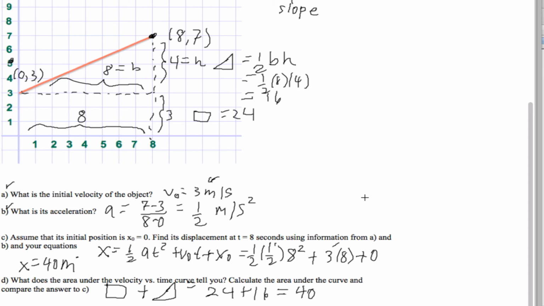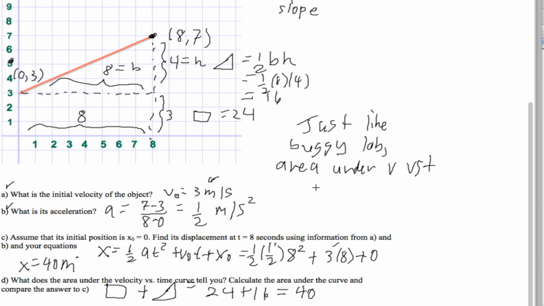This actually goes back to our first exam. It's the last multiple choice question where you get the area under this rectangle and it ends up being -16. So what this tells us is, just like the buggy lab, the area under v versus t equals the displacement.